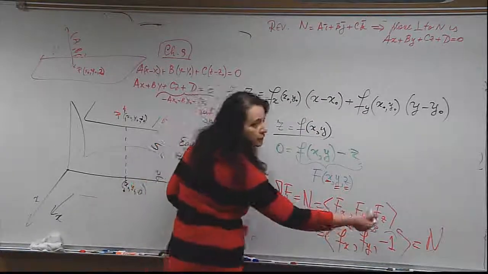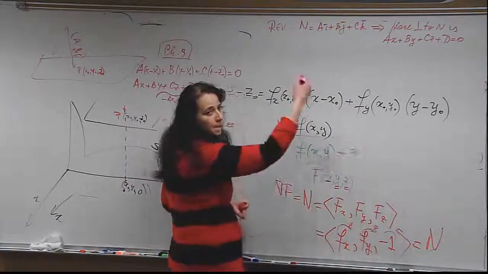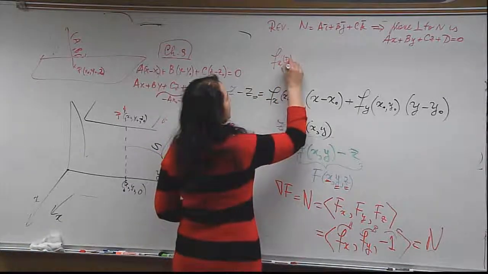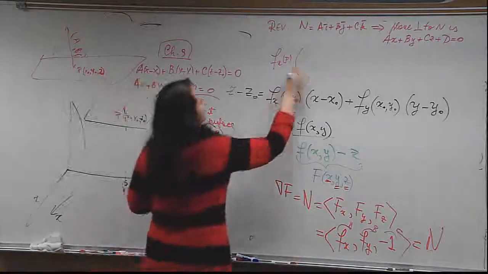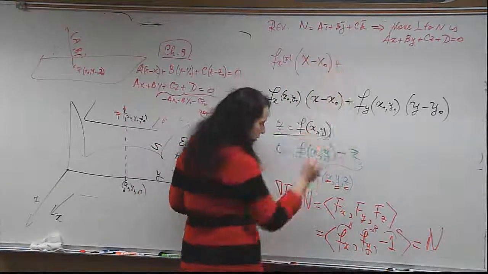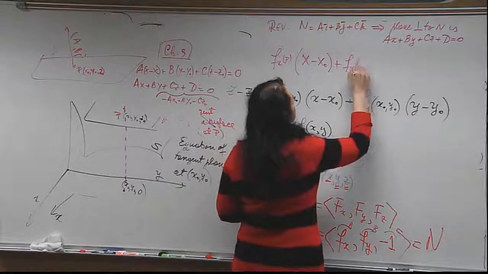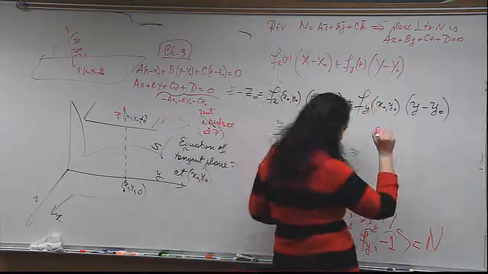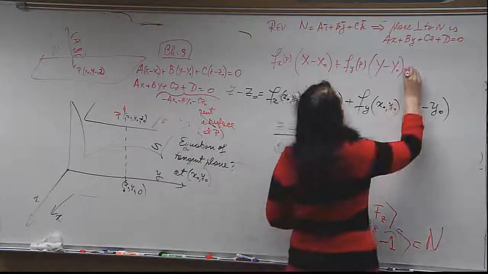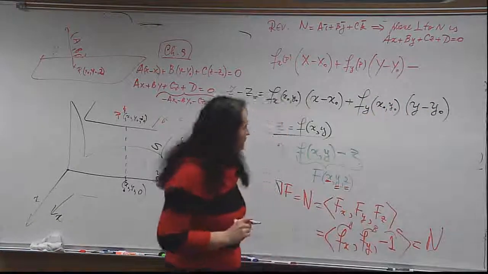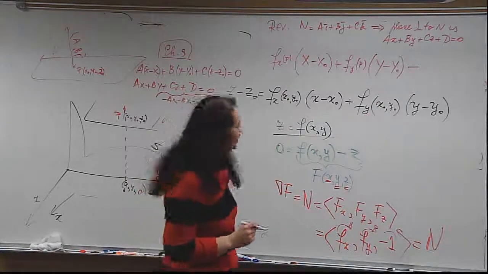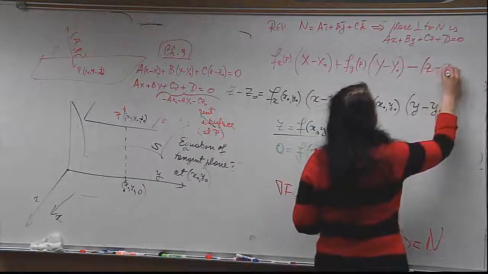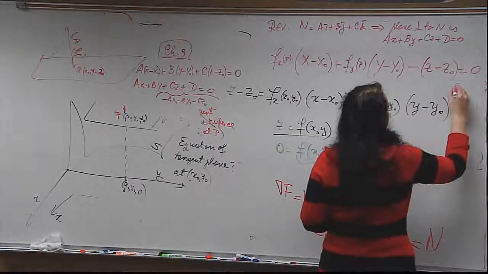Now I know my A, B, C. I put them in here, so I have f sub x at the point times who? Oh, okay, x minus x0, plus, who is my B? F sub y computed at the point P times y minus y0, and what? Minus, right? Minus 1. I'm not going to write minus 1, you're going to make fun of me. Minus (z minus z0). And my proof is done.